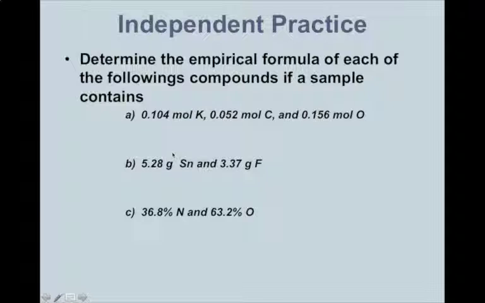Here are 3 examples for you, okay? In one, you just have moles, so you don't even have to do any T-charts. Just divide by the smallest, and then write the formula. On 2 and 3, you've got to change those to moles, divide by the smallest, and write your subscripts. Push pause now. When you push play again, I'm going to put the answers up in a second. I'm not going to show you my work though. You've got to figure it out.